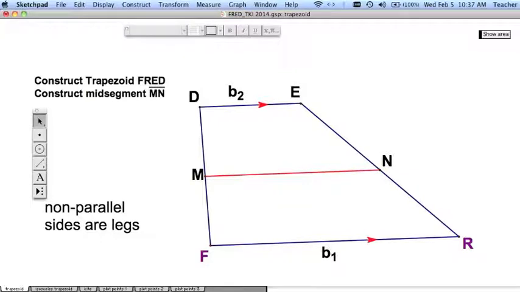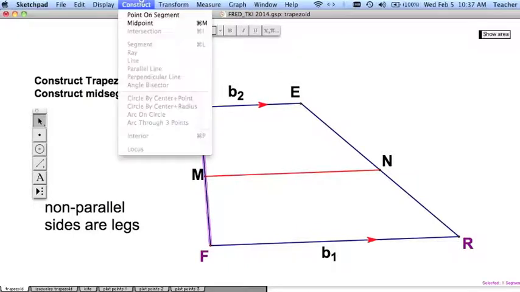Wait, so you just put a random line through the middle? Well, it's not a random line. You're connecting two midpoints, so that makes it not random. How do you make the midpoint? If you select the segment, you construct midpoint right there.